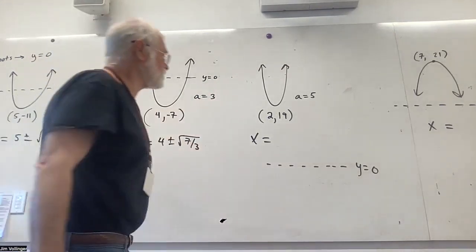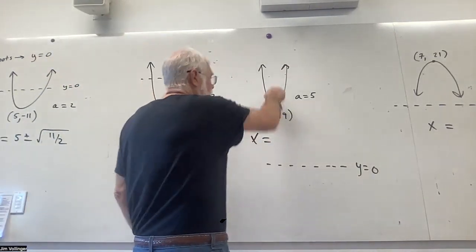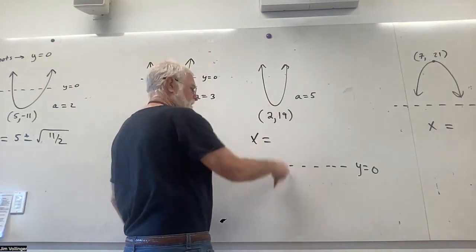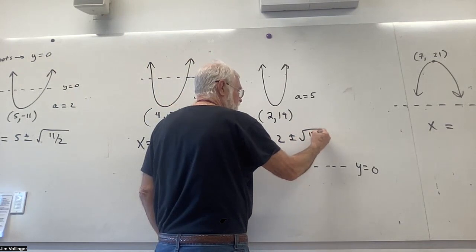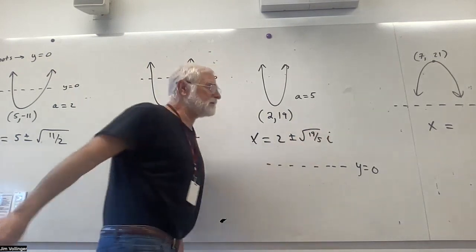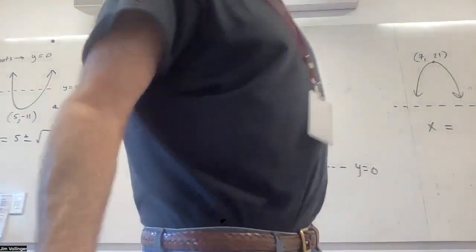I think you can already see this one. Oh, y equals 0. Well, I'm imagining things. That's not going to intersect here. 2 plus or minus the square root of 19/5. But I'm imagining things. My God, what an imagination.